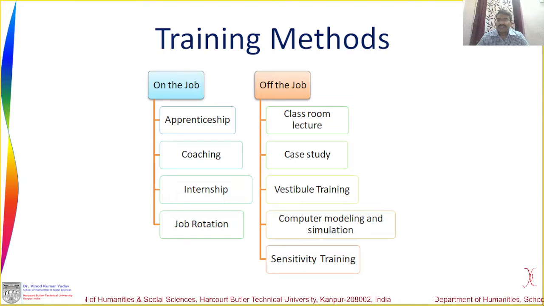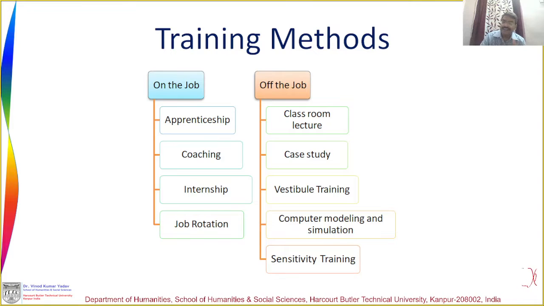Job rotation. Say for example, you are working in one department. We talk about if you are an HR professional. Job rotation means earlier you were working in the recruitment and selection section. Now you are changed to the performance appraisal section, or you are changed to the IR section, or you are sent to the salary and management section, or the pension department. So once you are transferred from one department to another department, it gives you the skills of different activities or functions.